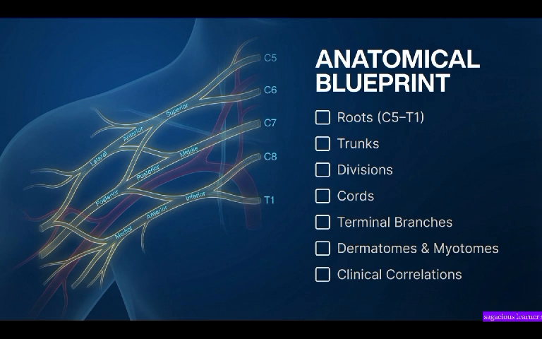Now let's try to form the cords. Roots combine to form trunks. The trunks now divide and they are about to reunite to form the cords. When the posterior division from the superior trunk combines with the posterior from the middle trunk and the posterior from the inferior trunk, we now have the posterior cord. So the posterior cord is formed when all the posterior divisions of the trunks combine.